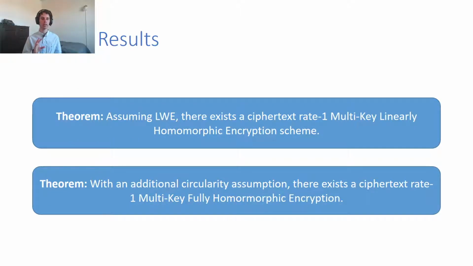At the heart of our communication complexity improvements are some results for multi-key linearly or fully homomorphic encryption. Assuming the hardness of learning with errors, there exists a ciphertext rate 1 multi-key linearly homomorphic encryption scheme. If we make an additional circularity assumption, we can turn this into a rate 1 multi-key fully homomorphic encryption scheme. A multi-key fully homomorphic encryption scheme will allow each party to select its own key. Then any ciphertexts under any of those keys can be computed on under all of the keys. Rate 1 is important because asymptotically, if we encrypt a message, the resulting ciphertext will be roughly the same size.